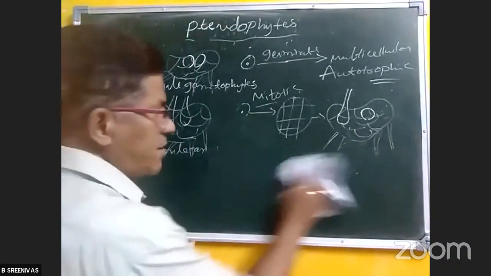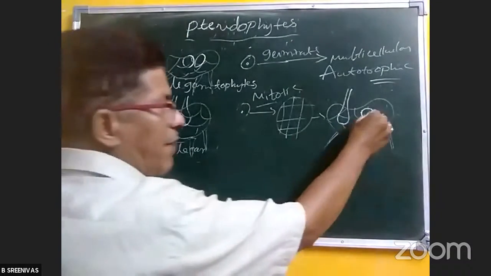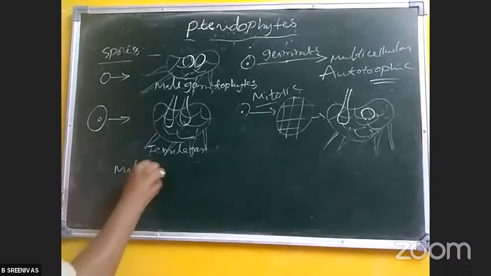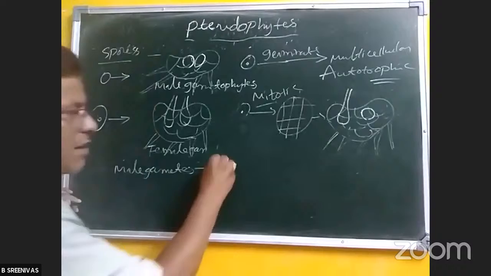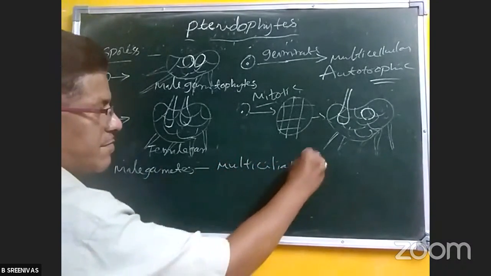So actually, here what happens? Antheridia produce the male gametes. These male gametes are multiciliated.